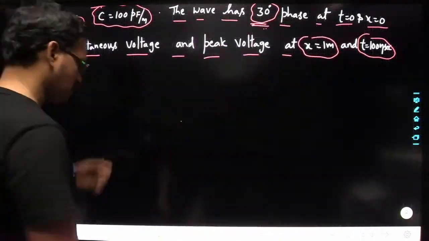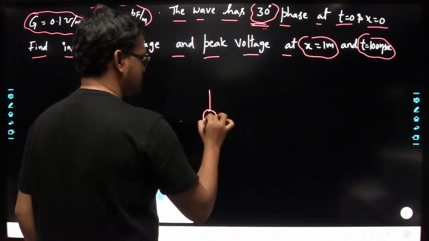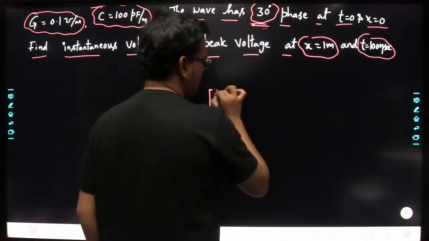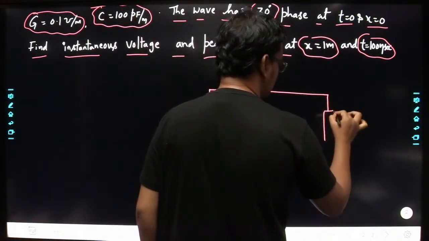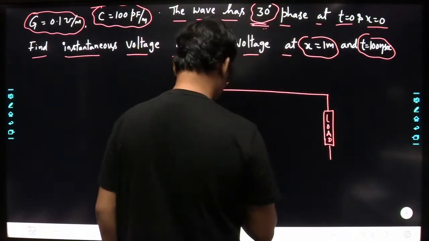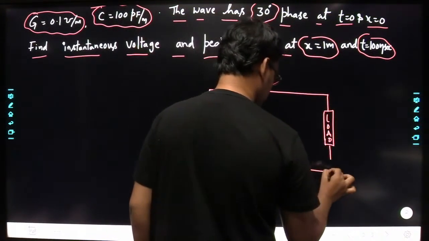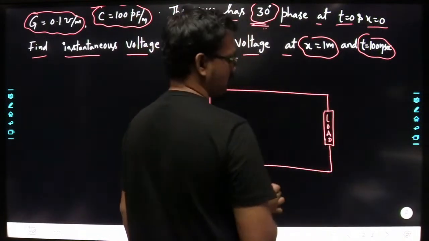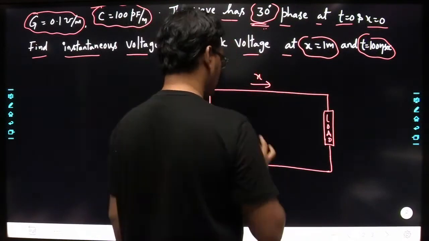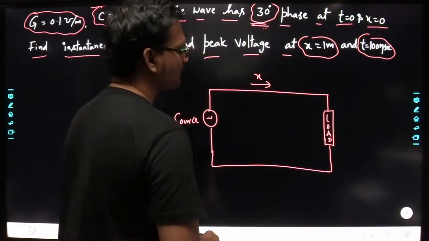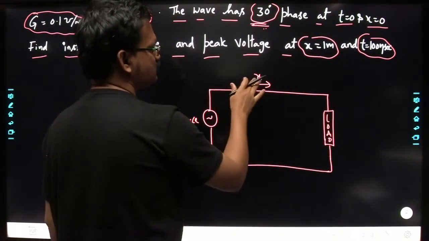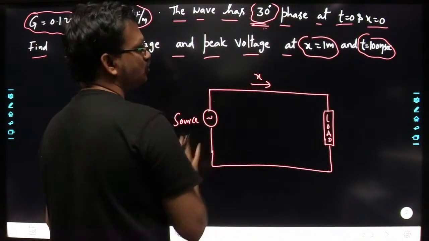So what they have given here? Let us say this is the transmission line and this is the source, and here this is nothing but the load. From source to load we will consider the direction as x. So along this direction we will consider it as x, that is from source to load.